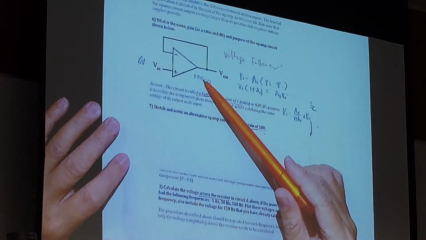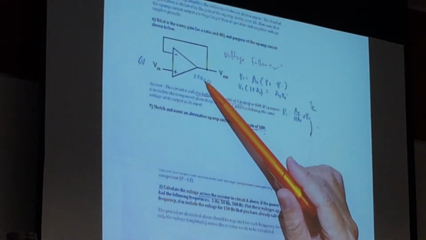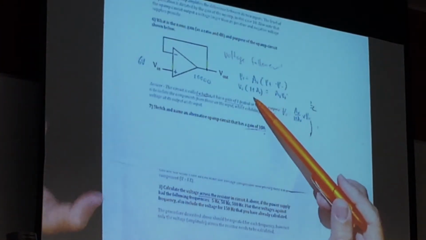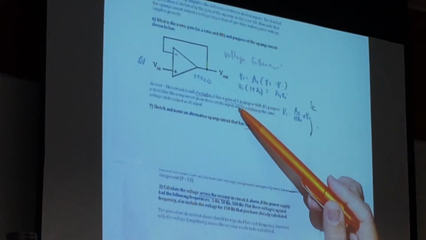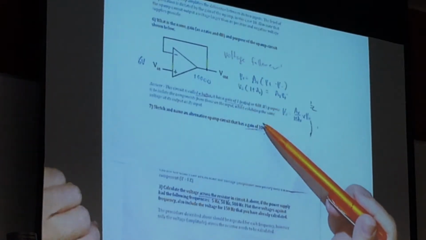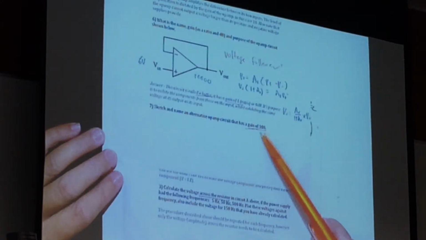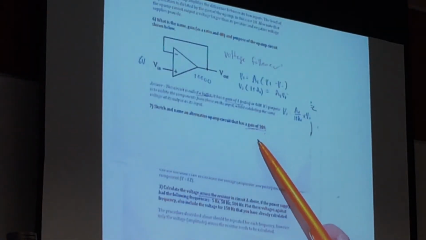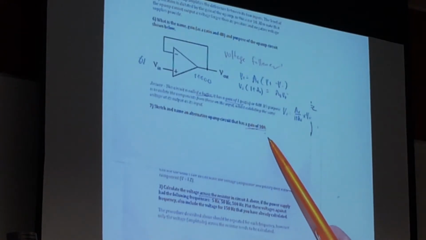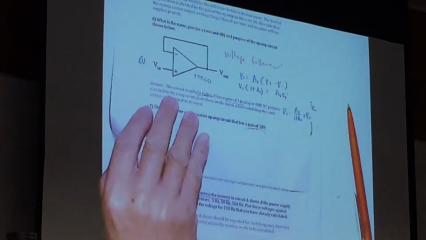Anyhow, what is this circuit called? Voltage buffer, voltage follower, whatever. What is it good for? It is good because you can isolate one stage from another stage. Now, on the other hand, if you want an op-amp circuit with a gain of 100, what do you do? Well, let's look at the op-amp circuits.